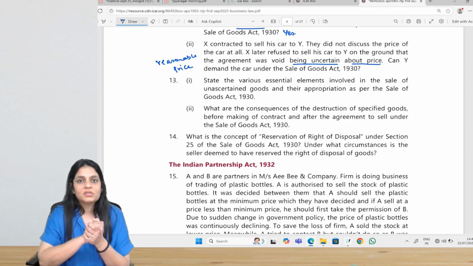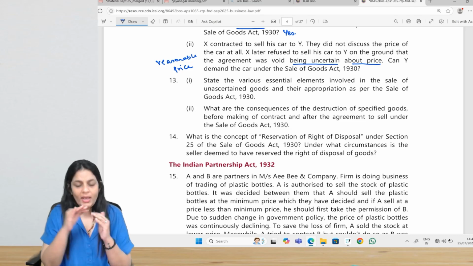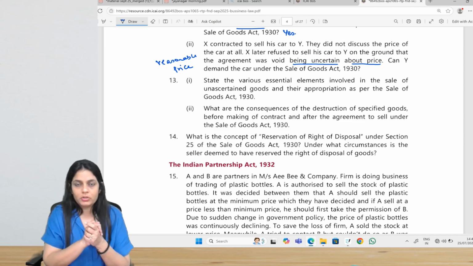What is the concept of reservation of rights to disposal? This is one topic which students find very difficult, so I'll explain it a little bit here so that you get to know also.